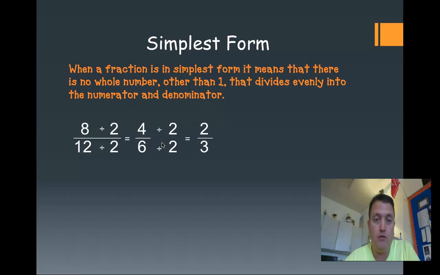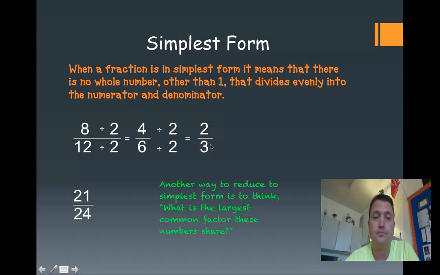So if I divide that by 2, it equals 2/3. Now we are in simplest form, because 2 and 3, the only factor they share in common is 1, and that's it. There's nothing else. Some of you may have caught this right away when you looked at it. Maybe you thought of 4 right away. If I would have divided 8 and 12 by 4, I would have come up with 2/3 down here.